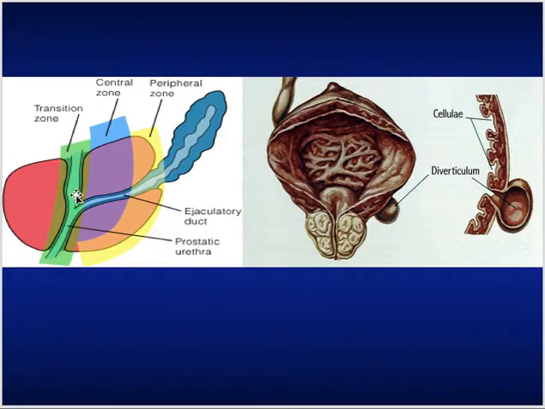Okay, of course, this is the urethra, which is coming from the bladder. Now this one is the transition zone, right? The important thing is that this transition zone is basically around the urethra, and this is the area where most of the benign prostatic hyperplasia arises, right?